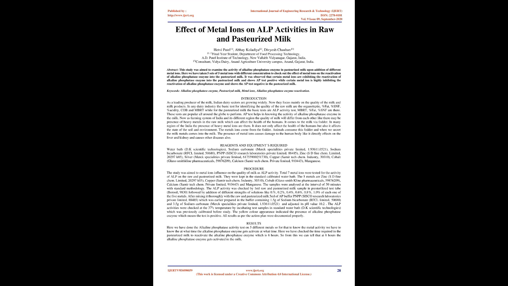Given the farming systems of India and its different regions, the quality of milk differs from region to region. There may be presence of heavy metals in the raw milk which can affect the health of humans. It comes to the milk via fodder. In many regions of India the presence of heavy metal ions is common. It does not only affect the health of humans but also the state of the soil and environment. The metal ions come from the fodder. Animals consume this fodder, and when they secrete the milk, metals come into the milk. The presence of metal ions causes damage to the human body, directly affecting the liver and kidney and causing other diseases also.